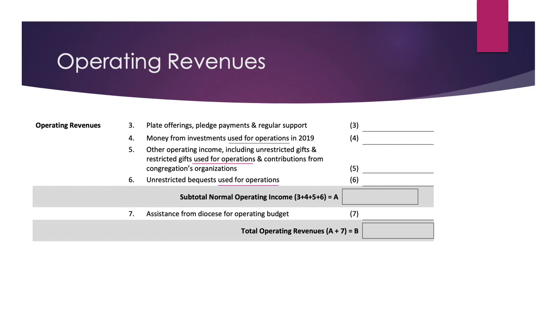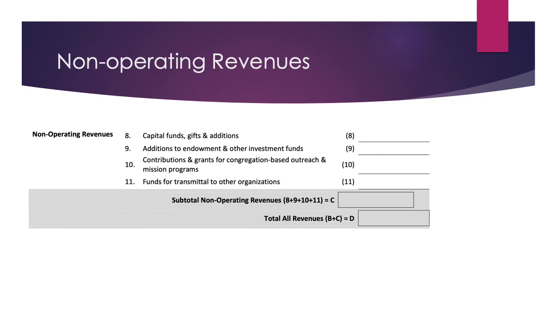I was vicar of a mission church many years ago, and we received, for a while, subsidies from the diocese to help with our operating budget. And so we reported that in this box on the parochial report, or whatever it was called way back in the 1990s. So what is non-operating revenue?